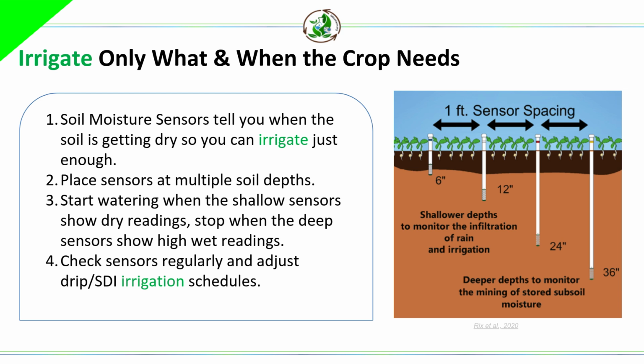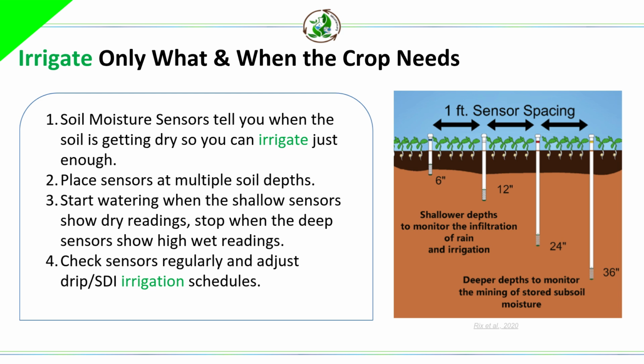Next, let's focus on irrigating only what and when the crop needs. Soil moisture sensors are tools that tell you when the soil is getting dry, so you can apply water only as needed. It's important to place sensors at multiple soil depths, because moisture levels can vary between shallow and deep layers. You should start watering when the shallow sensors show dry readings, and stop watering when the deep sensors show high wet readings. This ensures that plants get enough water without wasting it.